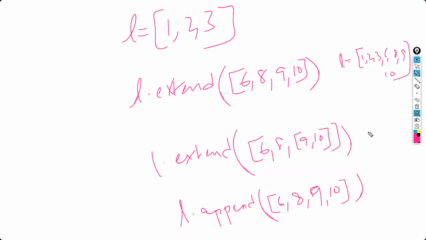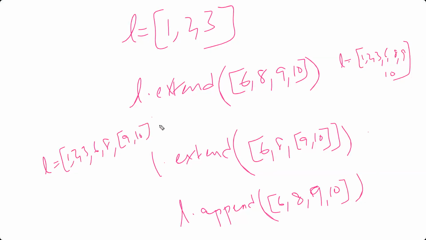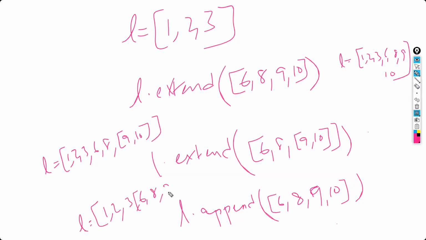In the second case, what is the output? [1, 2, 3, 6, 8, [9, 10]]. In the third one, what is the output of L? [1, 2, 3, [6, 8, 9, 10]]. Same logic. Wherever extend is there, write the word append, and wherever append is there, write the word add.